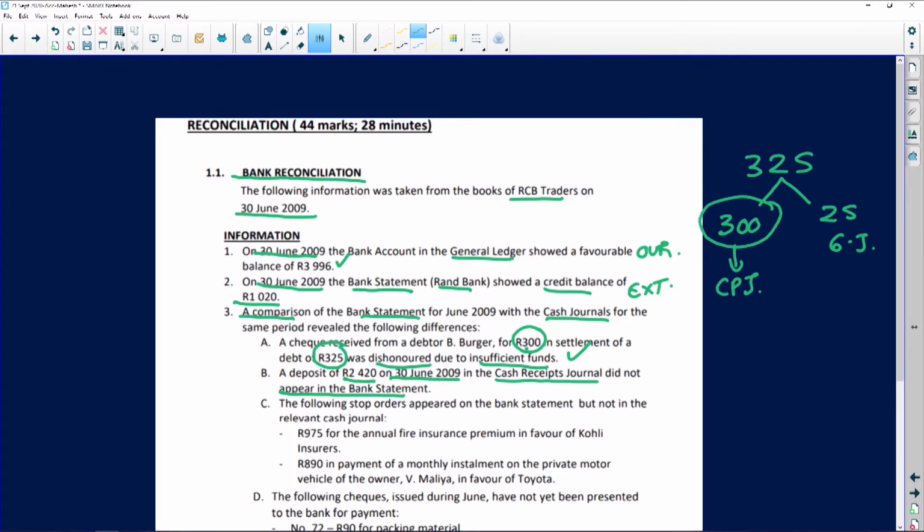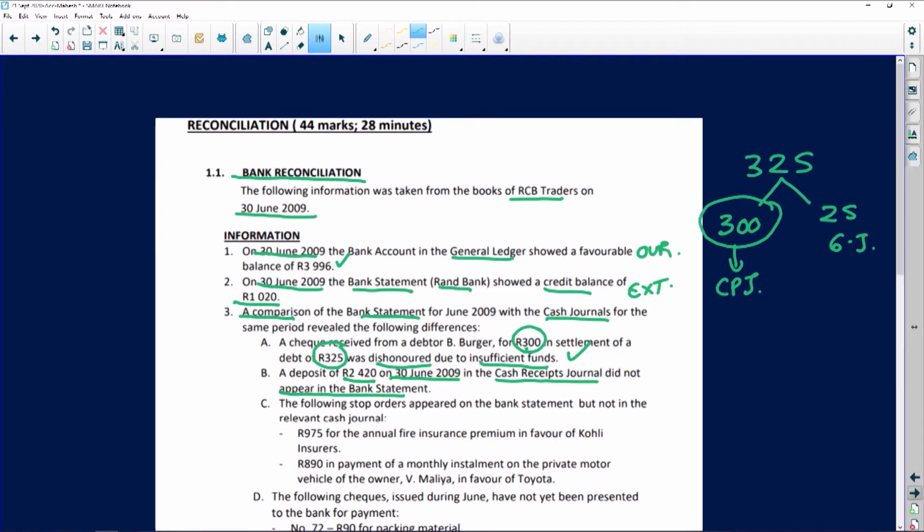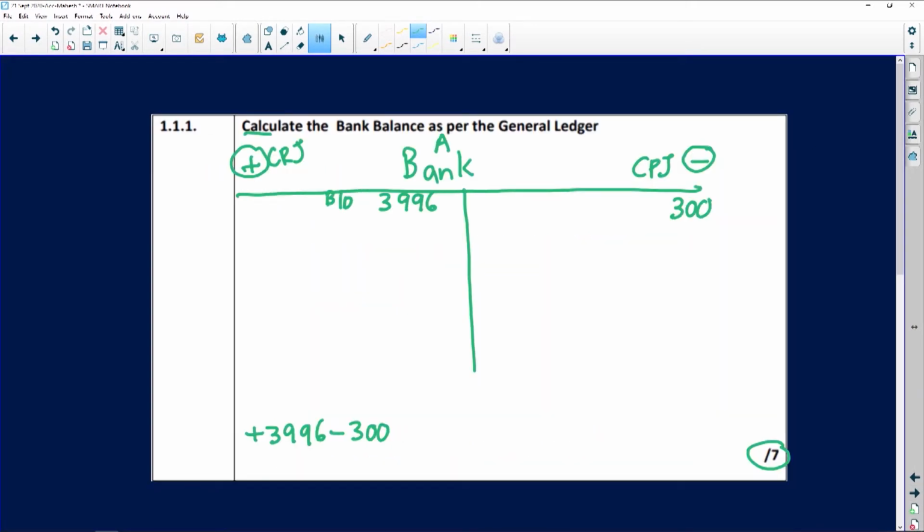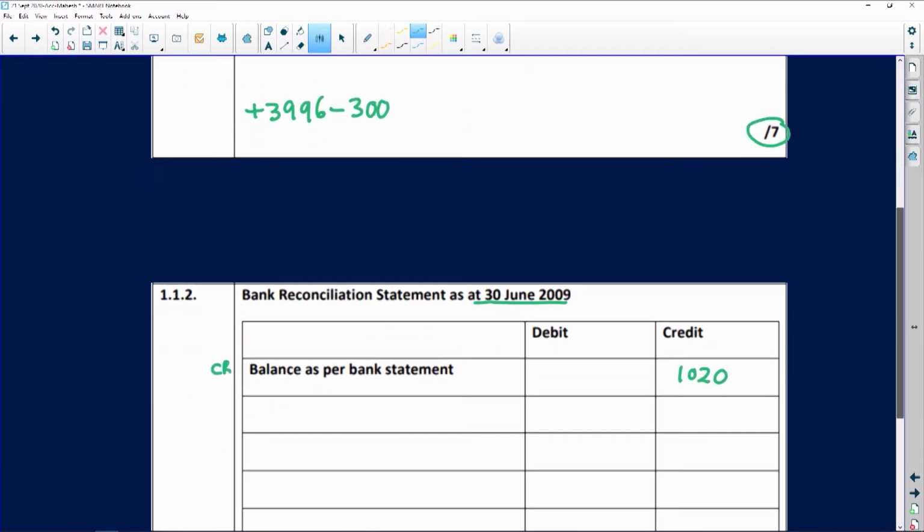So naturally, if you deposit money on the 30th of June, it's not going to appear in your bank statement. So where are we going to record this? We're going to go to our bank reconciliation statement, and we're now going to make a note of this. Let me just quickly scroll down.